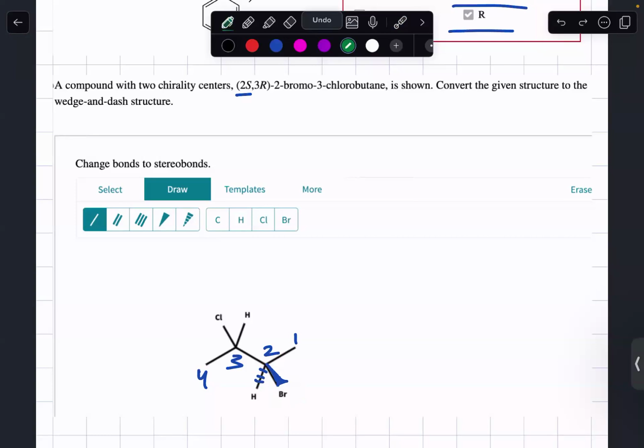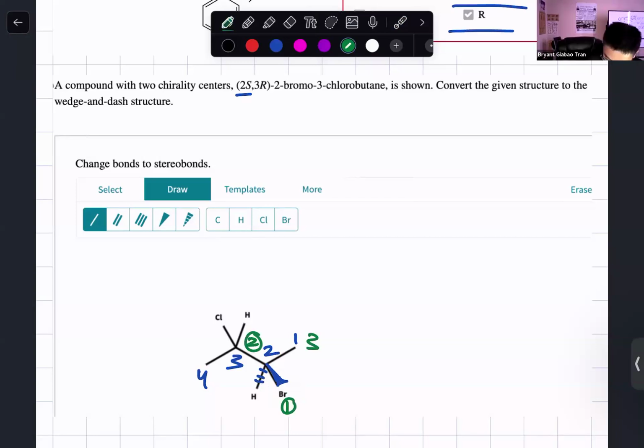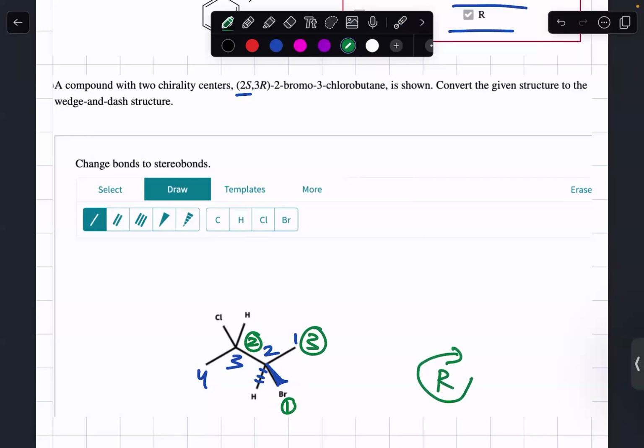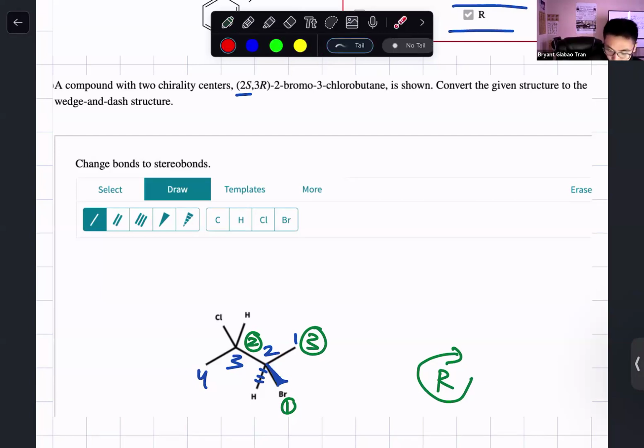If we assign 1, 2, 3, going that way, it's R. Will the highest priority always be wedged? No, it doesn't matter which one is wedged. Well, it does matter which one is wedge, because we want the S configuration on carbon 2. And if you put the highest priority group on a wedge, that's going to give you an R configuration. Does that make sense?